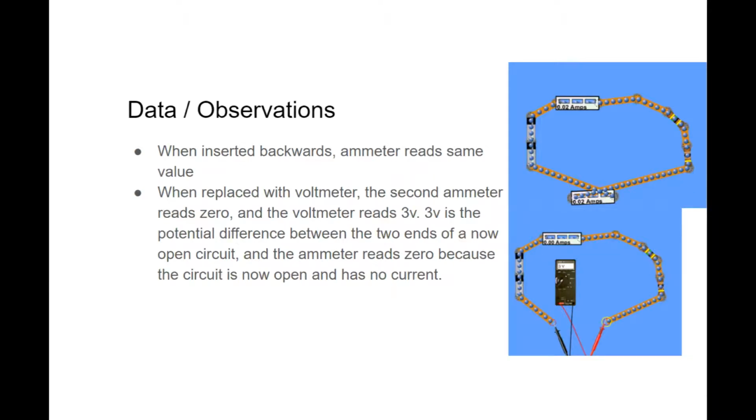The second part asked to reconnect the wire to connect the opposite direction to the ammeter. It read the same value when the wires were connected oppositely. When replaced with a voltmeter, the second ammeter read 0, and the voltmeter read 3 volts, which was the potential difference between the two ends of a now open circuit, and the ammeter read 0 because the circuit was now open and carried no current.